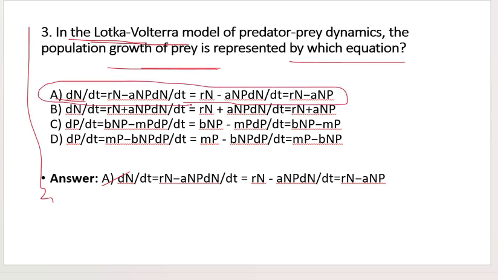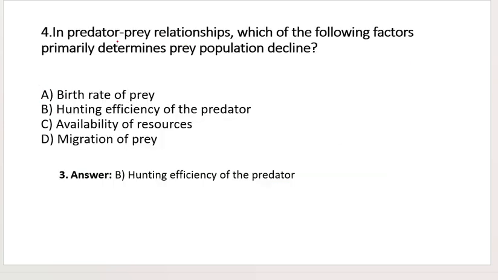So let's move to the next question. In a predator-prey relationship, which of the following factors primarily determines prey population decline? So the answer is hunting efficiency of the predator.